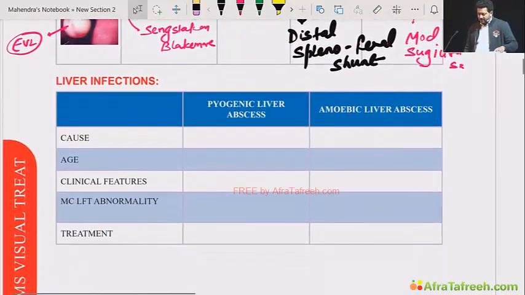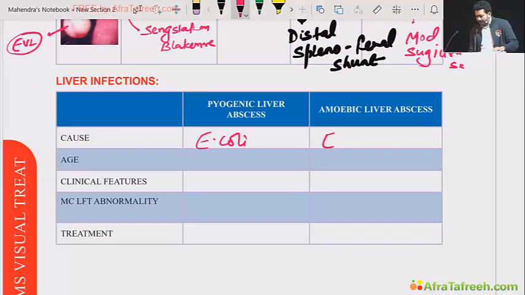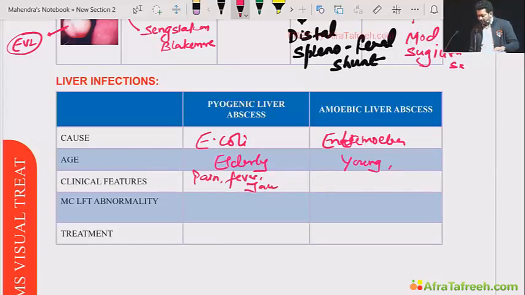So the next thing, liver infections. Pyogenic liver infection. What is the most common cause? E. coli. Amoebic: Entamoeba histolytica. Age: pyogenic is seen usually in elderly people who are immunocompromised, and amoebic liver abscess is seen in young immunocompetent patients. Clinical features: pain, fever, and jaundice. In amoebic, you will see pain, fever, but jaundice is not very common.